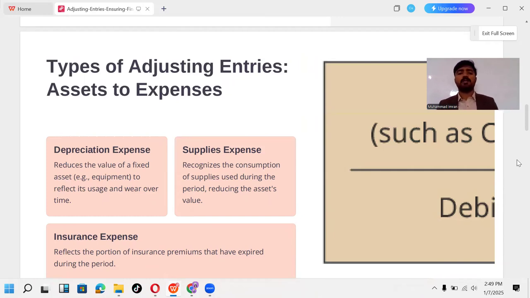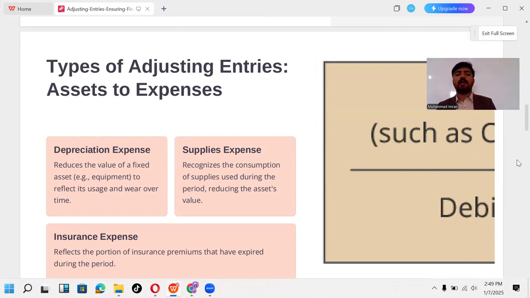For converting assets to expenses, there are depreciation expense, supplies expense, and insurance expense. The depreciation expense reduces the value of a fixed asset, such as equipment, to reflect its usage and wear over time. Just like these, supplies expense arises as supplies are consumed during the different periods in which the companies earn the revenues. And the same is the case with insurance expenses.